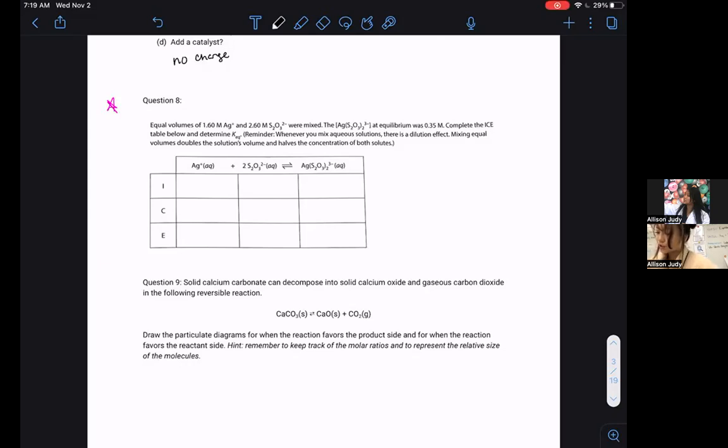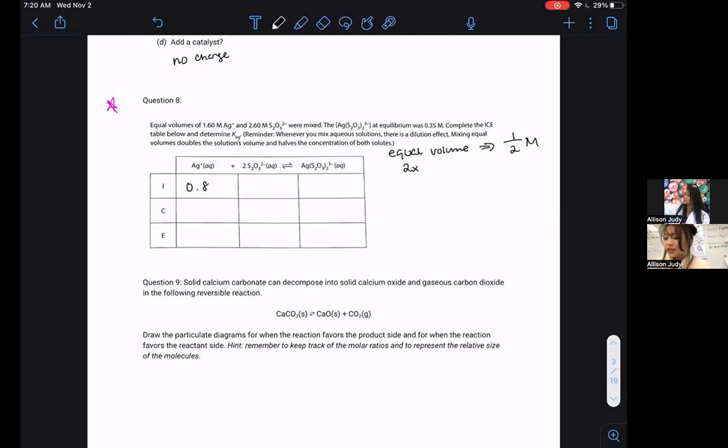initial ions. And we're told that we have equal volume. So essentially by mixing two equal volume things, the dilution effect will be halving the molarity, right? Because you essentially doubled the volume, so you halve the molarity. Okay, so the molarity of Ag+ was originally 1.6 molar, and what we will write in is that now, when mixed and ready to react, it is 0.8 molar.